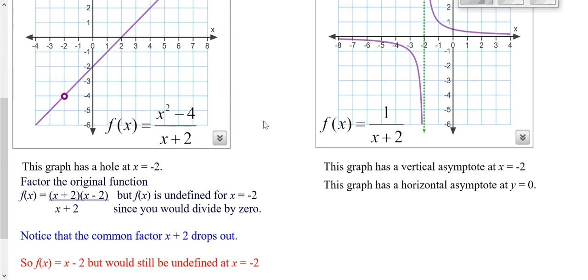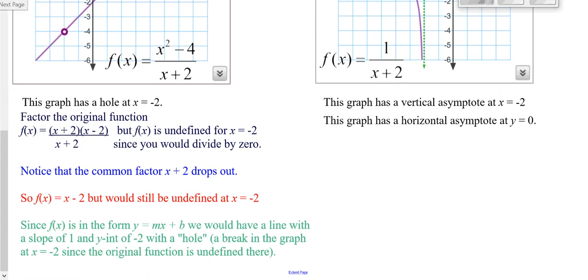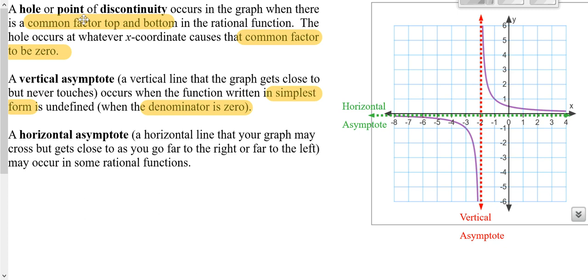And this one over here, as we look at it, if you factor the top and factor the bottom, in this case the bottom doesn't factor, we have a common factor top and bottom. If you have a common factor top and bottom, you have what's referred to as a hole showing up. So if you cross out that common factor, you're only left with an x minus 2, which you know x minus 2 is a diagonal line with a slope of 1 with a y-intercept of -2, which you can see showing up here. And it just happens to be undefined at where that hole is, which is a missing part of your graph.